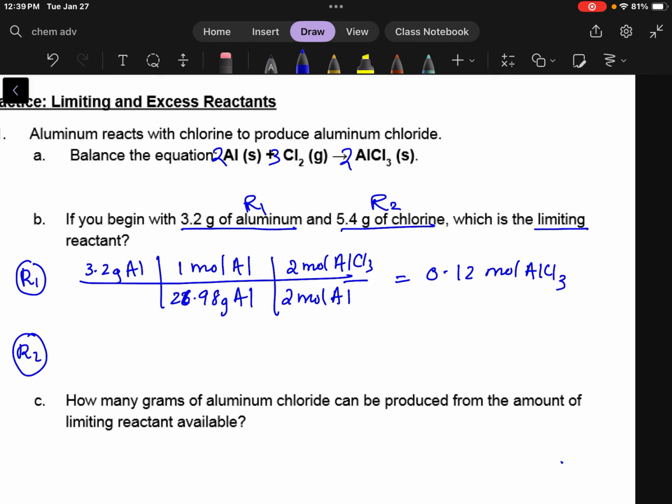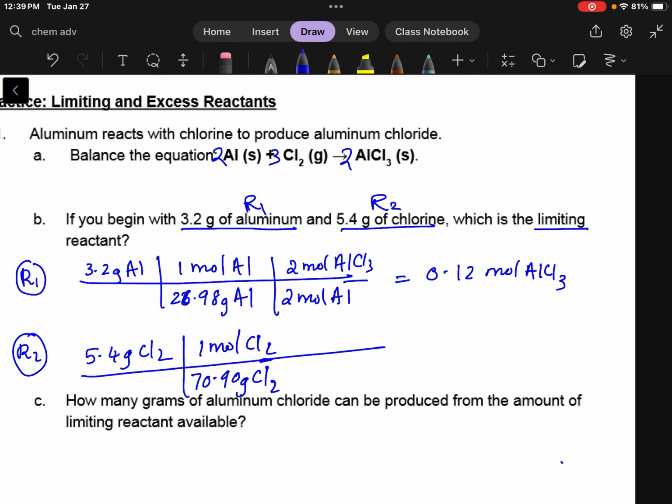Okay, start from reactant 2, which is 5.4 gram of chlorine, and again 70.90 grams of chlorine is 1 mole of chlorine, and we need 3 mole of chlorine. 3 mole of chlorine is giving 2 mole of aluminum chloride. Now you do the calculation, you will get 0.05 moles of aluminum chloride.